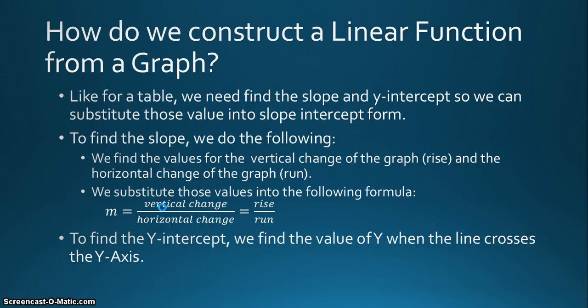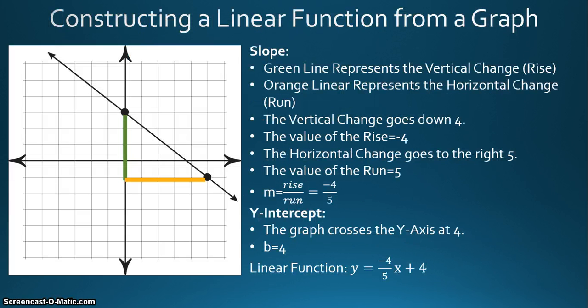To find the y-intercept, we find the value of y when the line crosses the y-axis. So, constructing a linear function from a graph example. So in this one, the green line here represents the vertical change, or the rise, and the orange line represents the horizontal change, or the run.